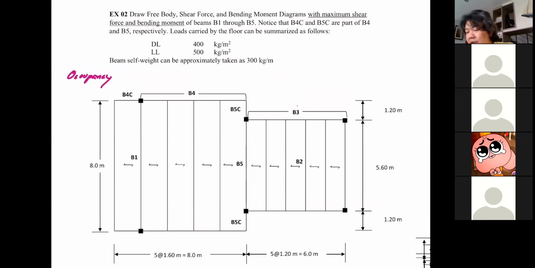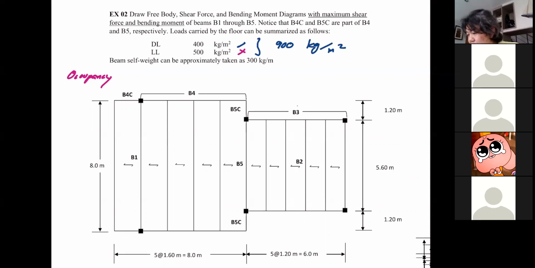Let's say we have selected the floor and the finishing, granite or whatever. In summary, the dead load is 400 kilogram force per square meter. Please notice that the load is always given in terms of load per area. The live load depends on how you're going to use the building. Let's say live load is 500. So the total load per area is 900 kilogram per square meter.